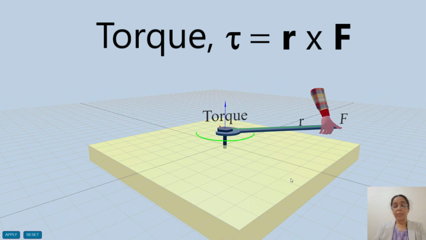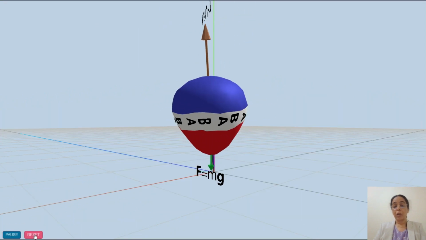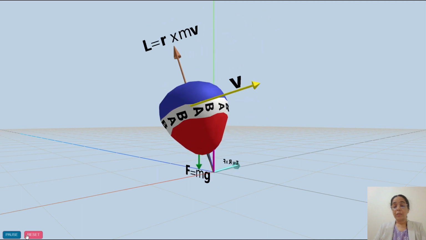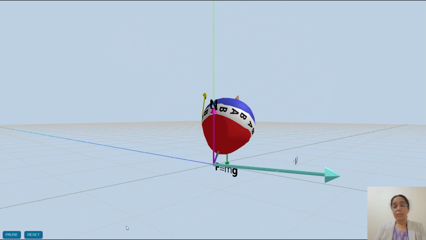Check out the fascinating world of the spinning top in this 3D visualization, where angular momentum, torque, and precession dance together to create a mesmerizing spectacle.